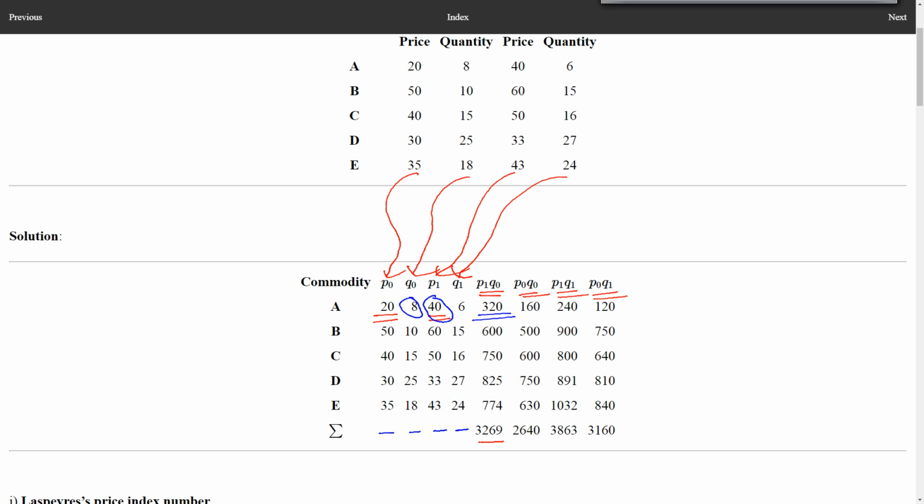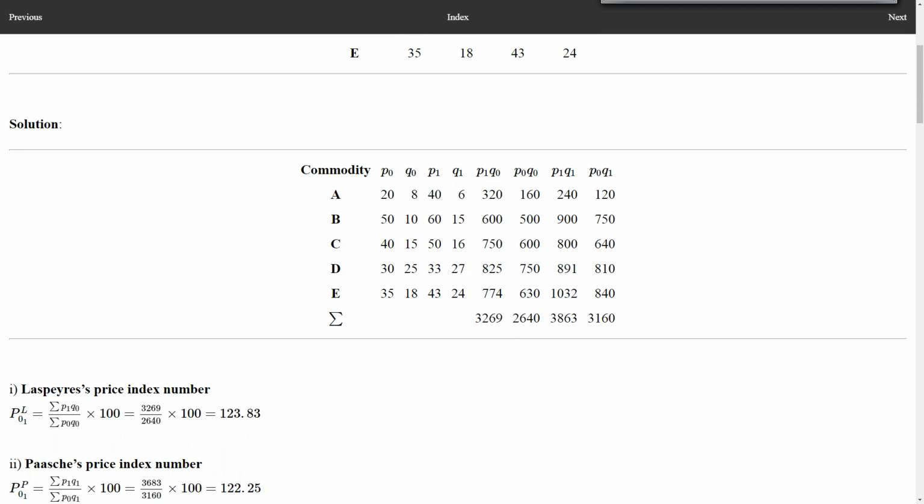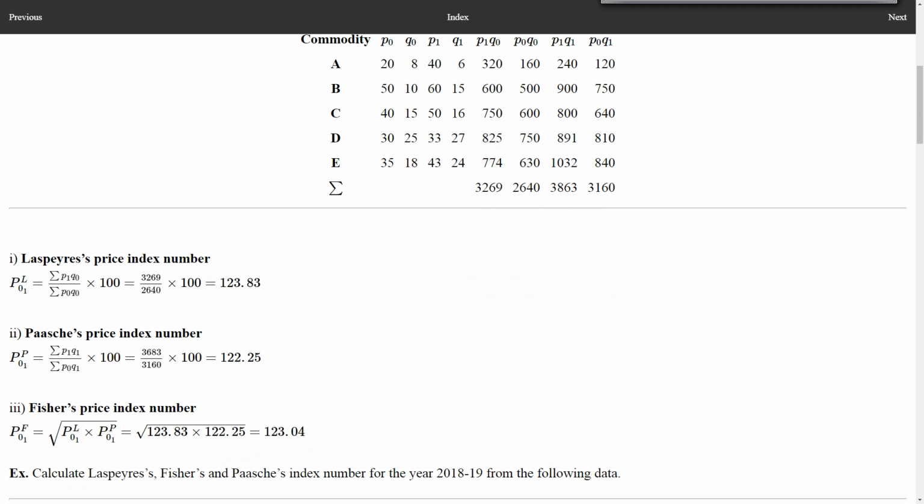We need the sum of column P1 Q0, and the sum of this column is 3269. The sum of the next column, P0 Q0, is 2640. The sum of column P1 Q1 is 3863, and the sum of the last column, P0 Q1, is 3160. Verify these sums on your own. Once you are done with this, you have to use the formulae for calculating Laspeyres's, Paasche's and Fisher's price index numbers.